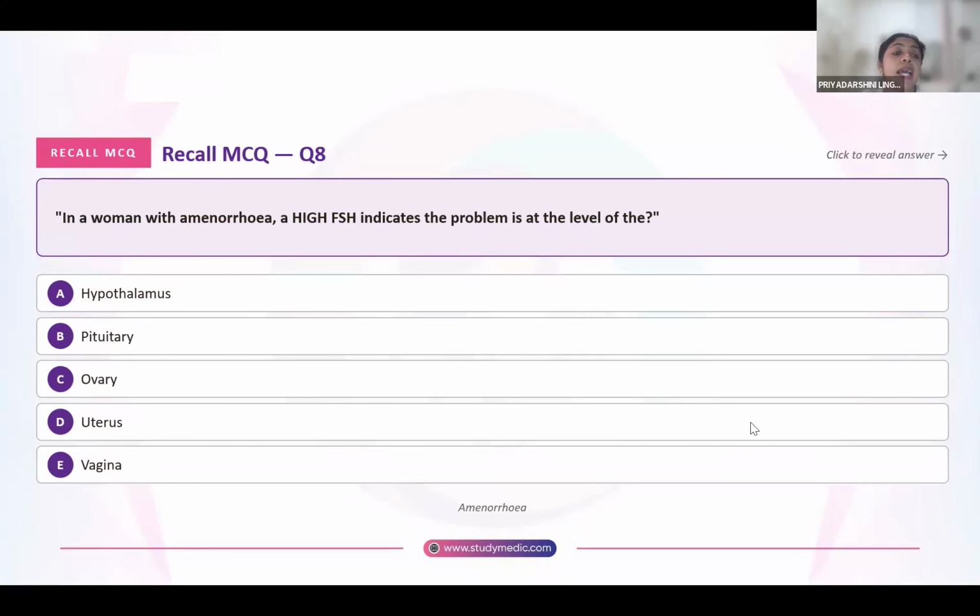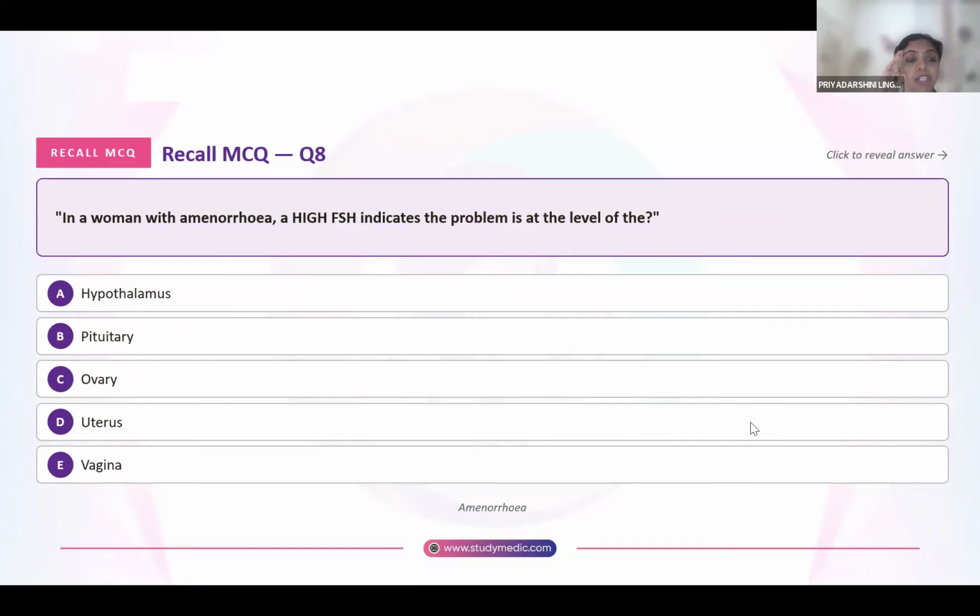Next question is, in a woman with amenorrhea, high FSH indicates the problem is at the level of what? Okay, so we saw how you differentiate the levels of amenorrhea depending on FSH levels. Hypothalamus and pituitary, what is happening? At the level of the ovary, what is happening? At the level of the uterus and vagina, which is your end organ, what is happening?